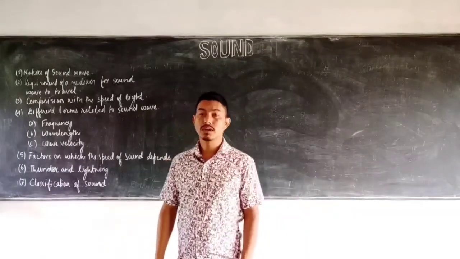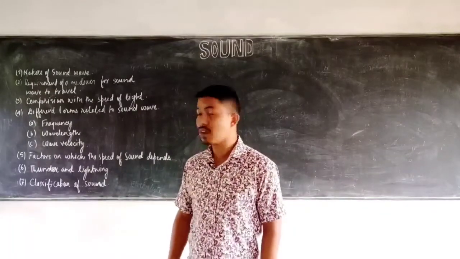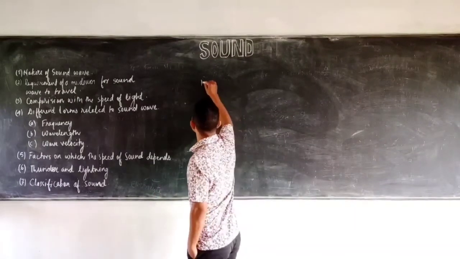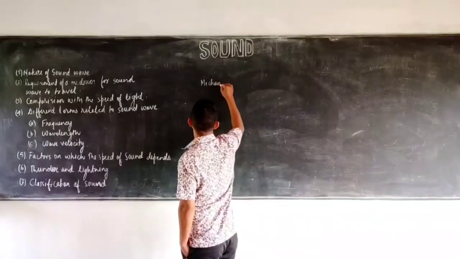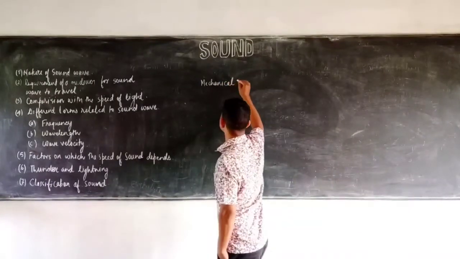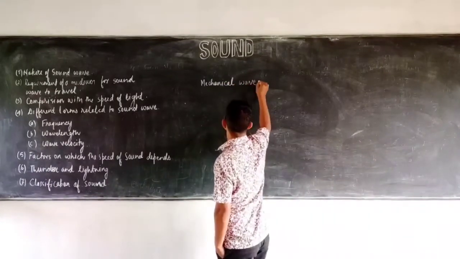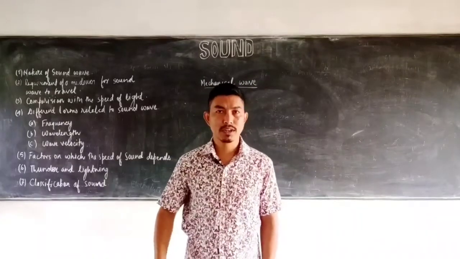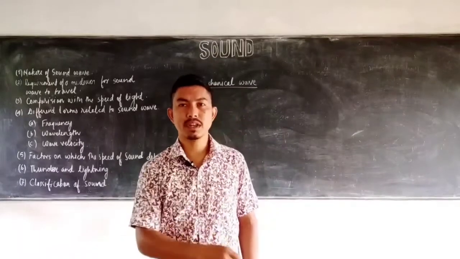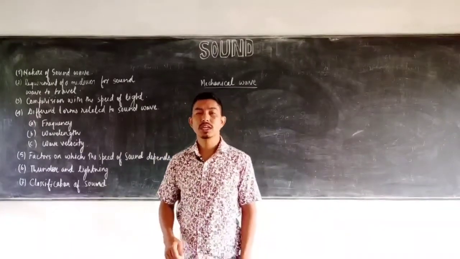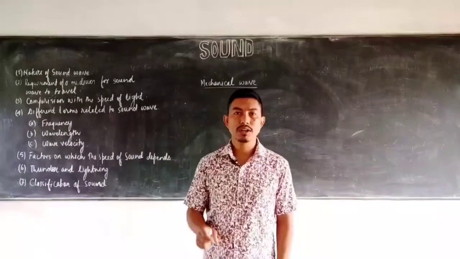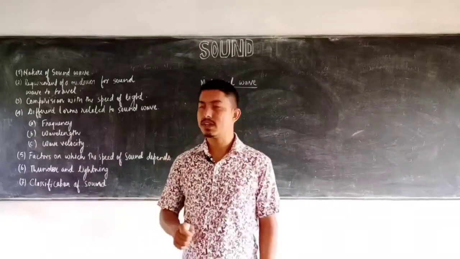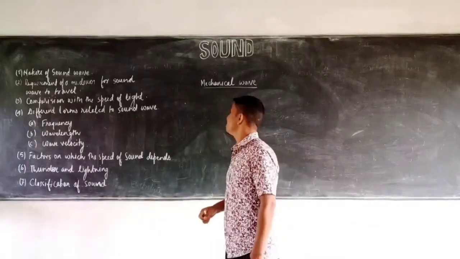Now the sound, unlike light, is a mechanical wave. So the mechanical waves are all those waves which require a medium to propagate. Unlike light, which can travel even through a vacuum, the sound cannot travel through the vacuum. It requires some medium like air, water or some kind of solid. So the sound is a mechanical wave.